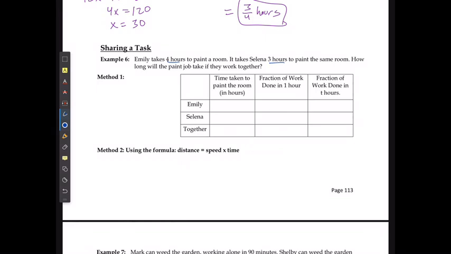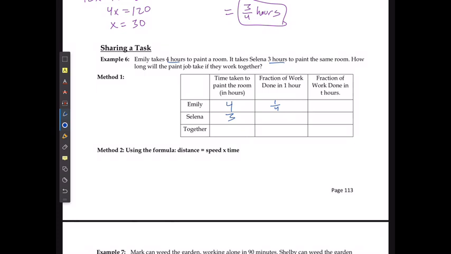So, first we're going to state the amount of time taken to paint the room individually. For Emily, it takes her 4 hours. For Selena, it takes her 3 hours. The fraction of the work that is done in 1 hour, well, if it takes Emily 4 hours to complete the entire job, every hour she's completing 1/4 of it.